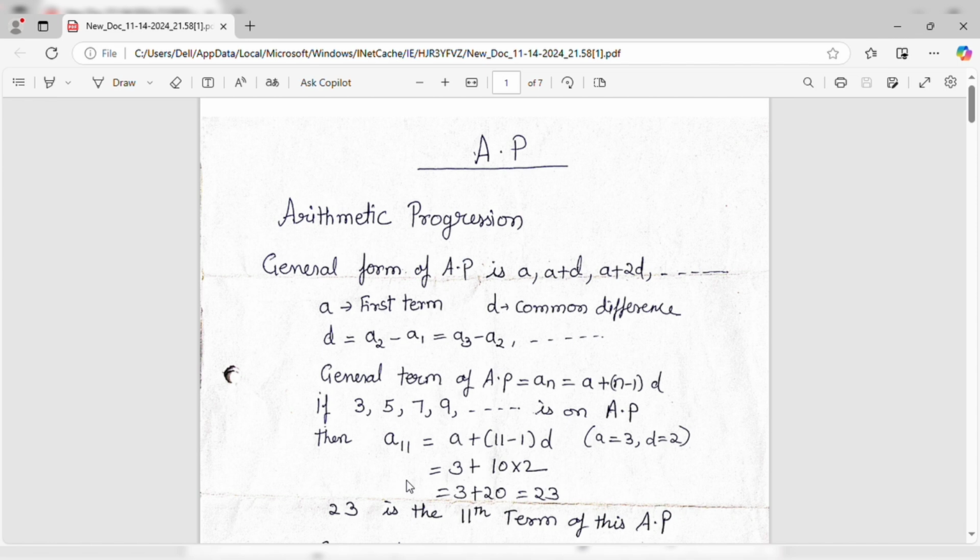For example, if there is an AP 3, 5, 7, 9 and we are asked to find the 11th term of this AP, a11 would be a plus 10d. In this AP, a is 3 and d is 2. So we will get the 11th term as 23.